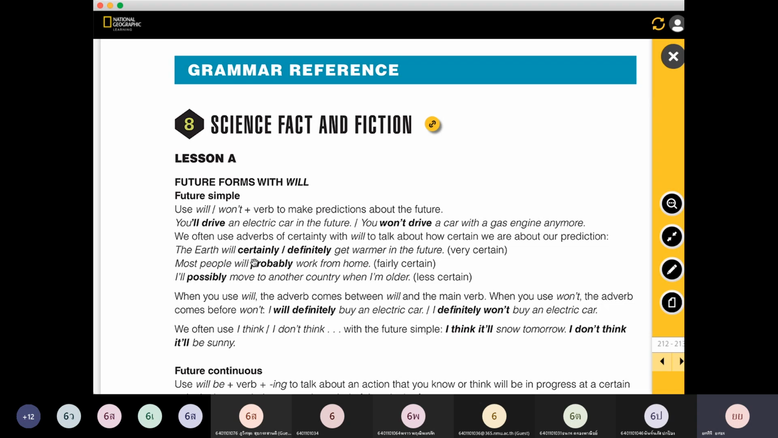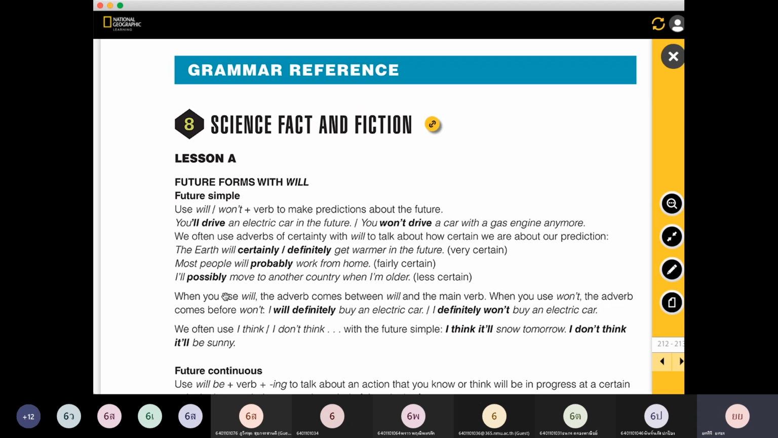All the other words. We can use these things, like all the other adverbs, to help pinpoint and make it more specific, to make it more certain. So we can use adverbs like certainly, definitely, probably, possibly, something like that. It depends on this one.